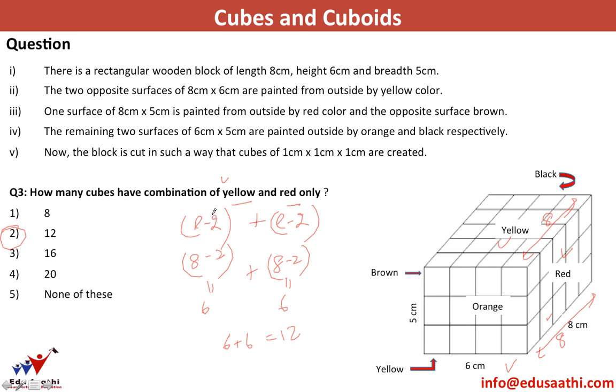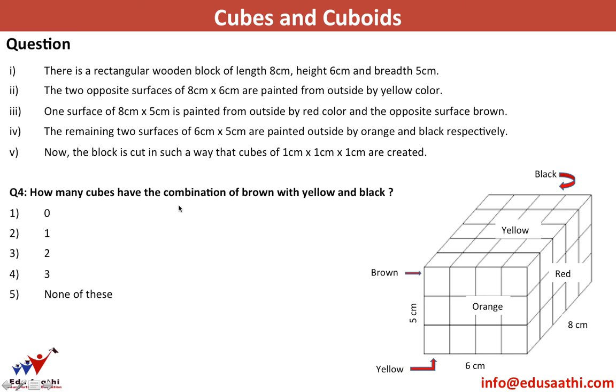Mind you, why did I do minus 2 here? Because I'll cross out these two, and from here I'll cross out these two because they have orange also there. They have three sides painted and I want only yellow and red. The correct option is 12.